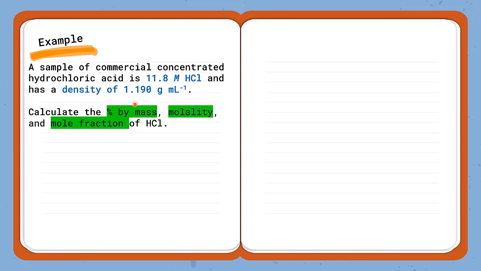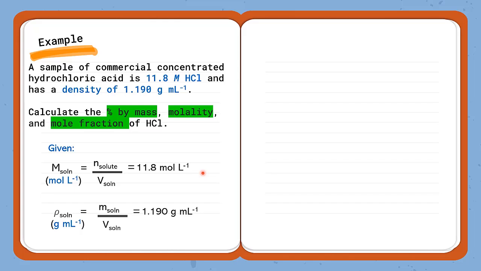So what you need to do is take this information out and try to define it by using formulas. So we need to first define this molarity. Molarity is the mole of solute divided by volume of solution. So we have this value 11.8 mole per liter, followed by the density of solution given in here, which is gram per mL. So we have mass of solution divided by volume of solution. You have these numbers.